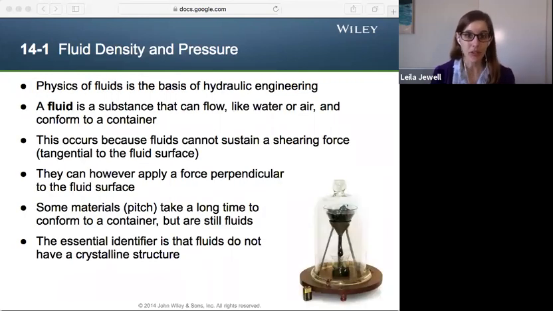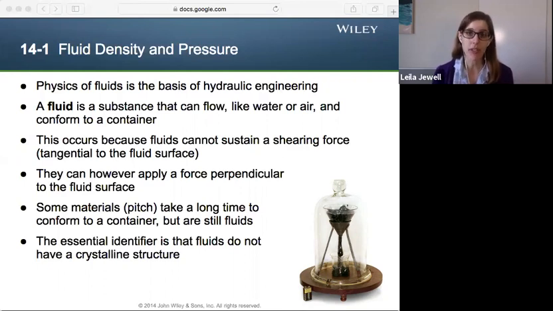So the physics of fluids is the basis of hydraulic engineering, and it applies to a number of different areas of engineering even within that. But hydraulic engineering is one big one. Fluids is pretty critical. And a fluid is any substance that can flow. So that includes water, but also things like air. And any substance that can conform to a container.